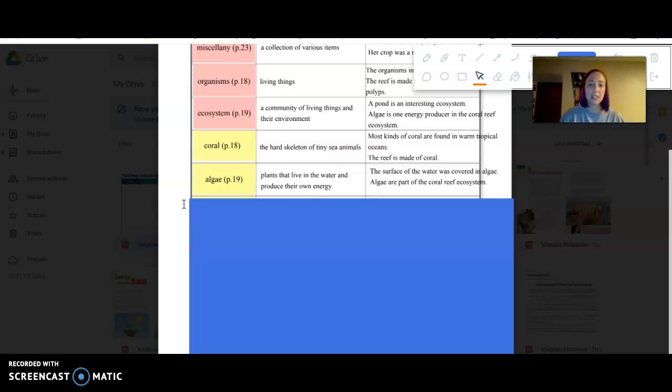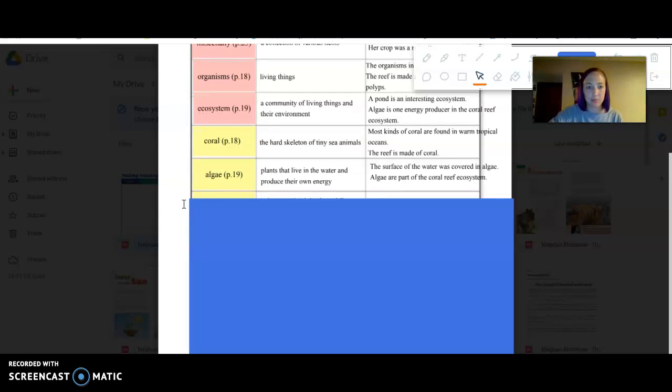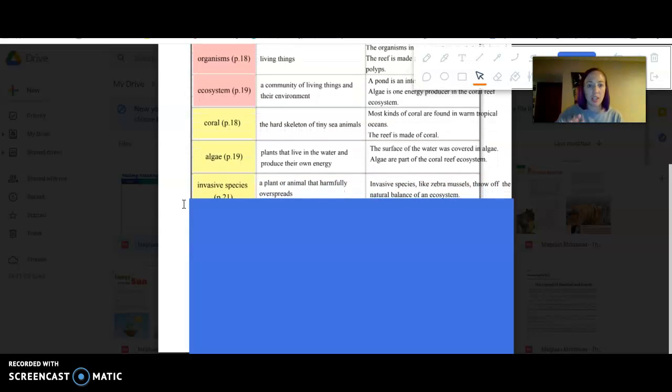Algae. They are plants that live in the water and produce their own energy. They're just like teeny tiny plants. They don't have roots. They're kind of a weird plant, but they are a plant. So the surface of the water is covered in algae. Sometimes you might see a pond that just has so much algae on it you can't even see underneath. And algae are part of the coral reef ecosystem. Two more. You can do it.